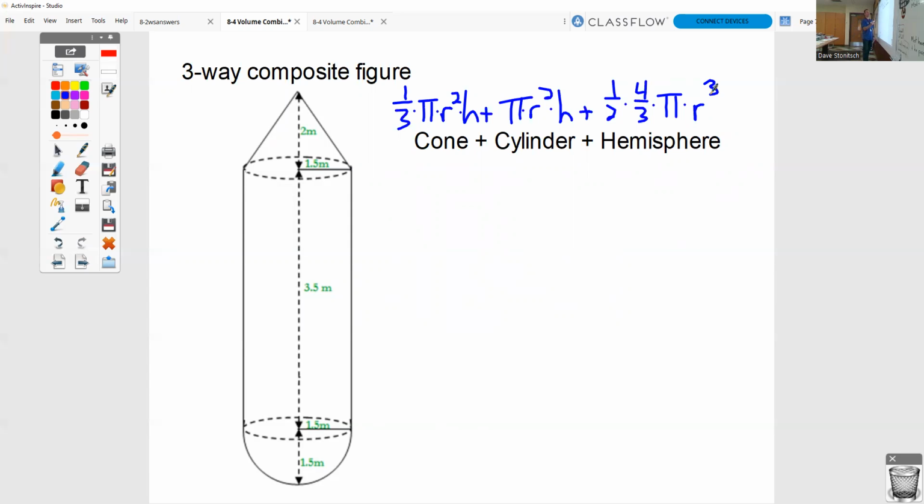So looking at the cone at the top, we have our 1/3 times pi, the radius of the cone. The radius of the cone is right here at the top. That is 1.5 squared times the height of the cone, which is 2. Plus, now we have our cylinder. We have pi times the radius squared. The radius of the cylinder is the same thing as the cone. It's 1.5 squared times the height of the cylinder. The height of the cylinder is right there, 3.5.